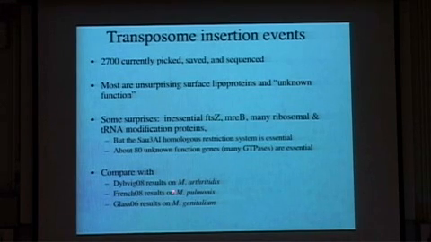We're busy comparing against the 3 other mycoplasma transposon insertion studies that are out there, 2 this year by Kevin Dybvig at Alabama, and the one that John Glass did a couple of years ago on Mycoplasma genitalium.